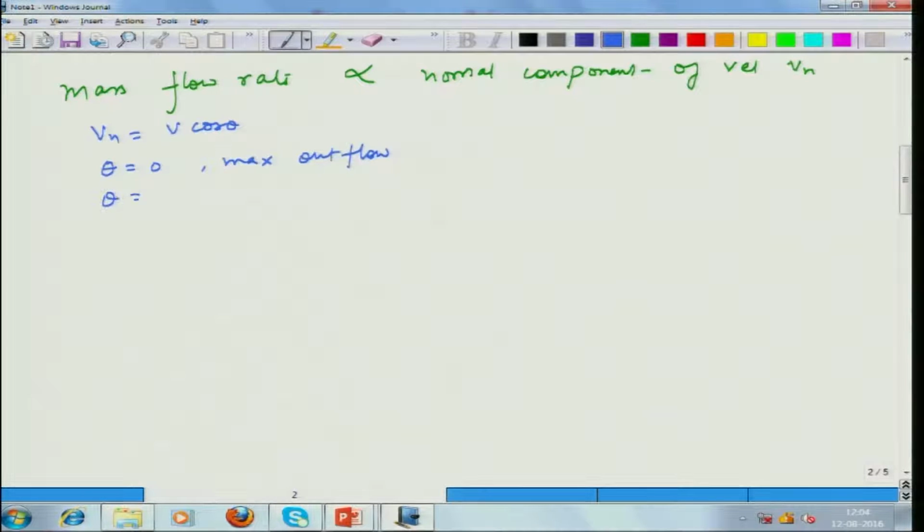Okay, if it is 90, then it is a 0 outflow. Okay, if it is 180, then it is a maximum inflow. Okay, so now we can consider the differential mass rate. The differential mass rate essentially means the amount of mass which comes out from that differential area.